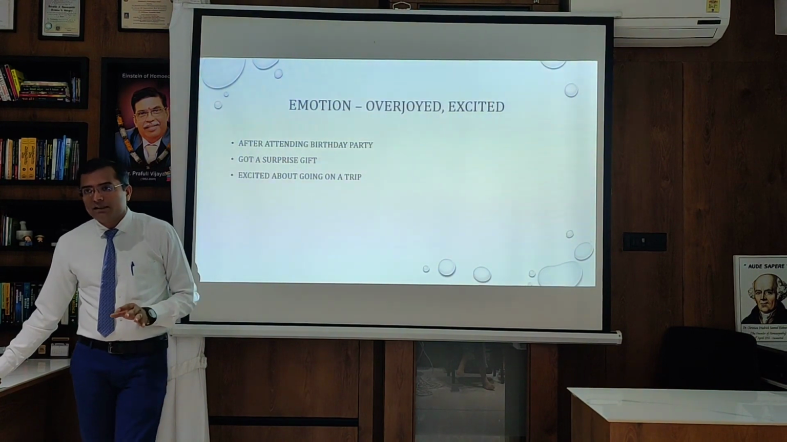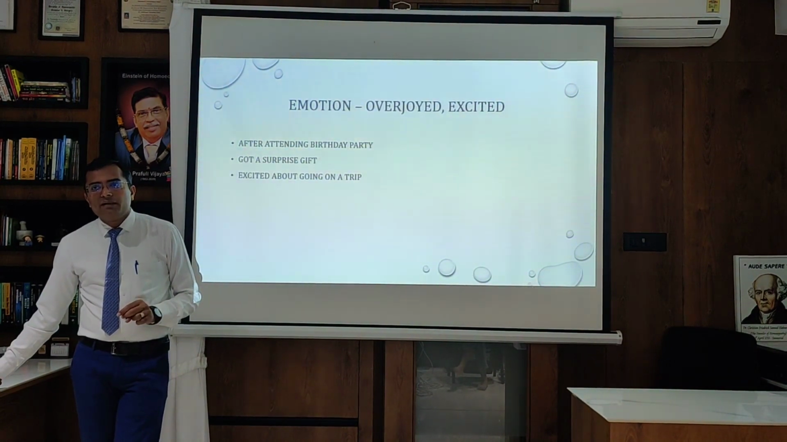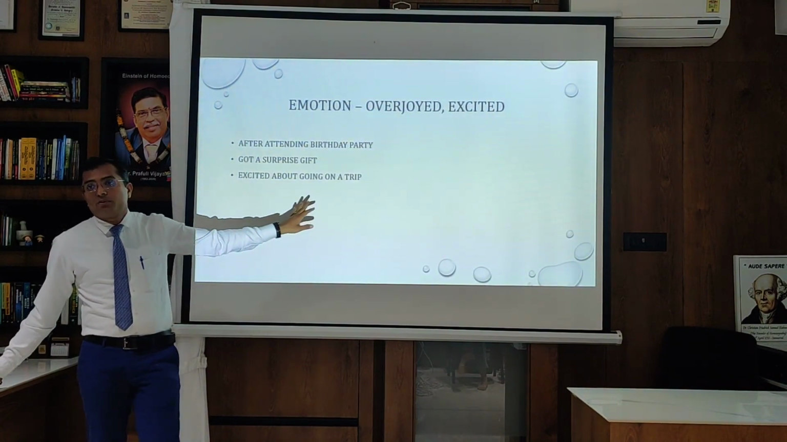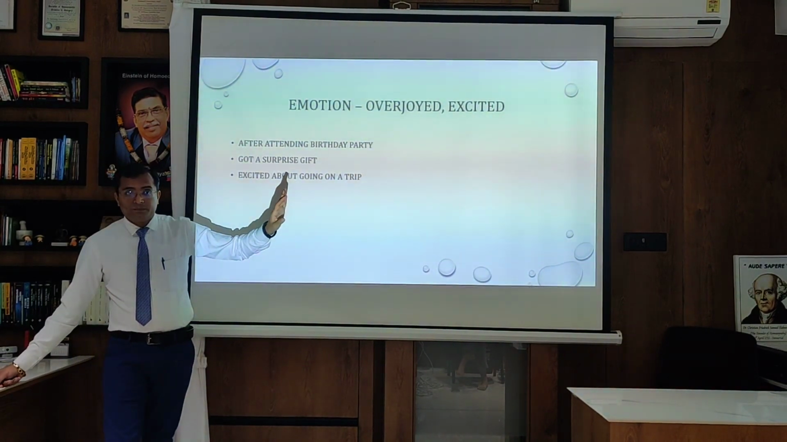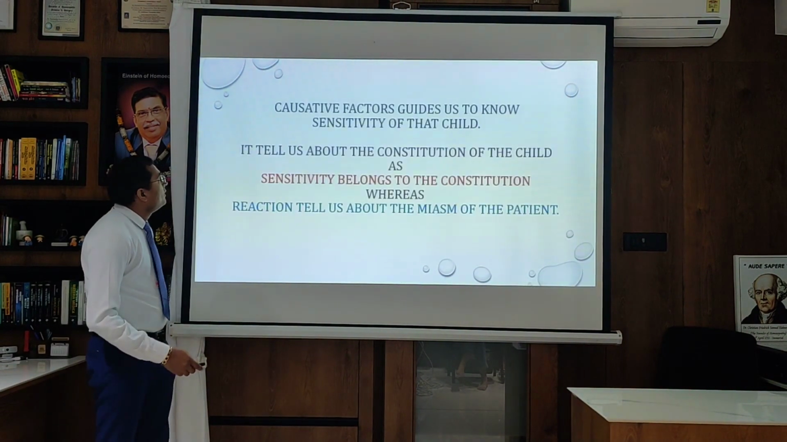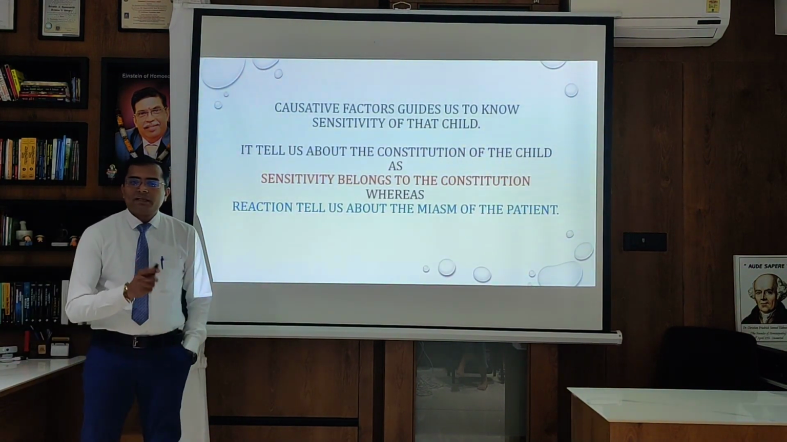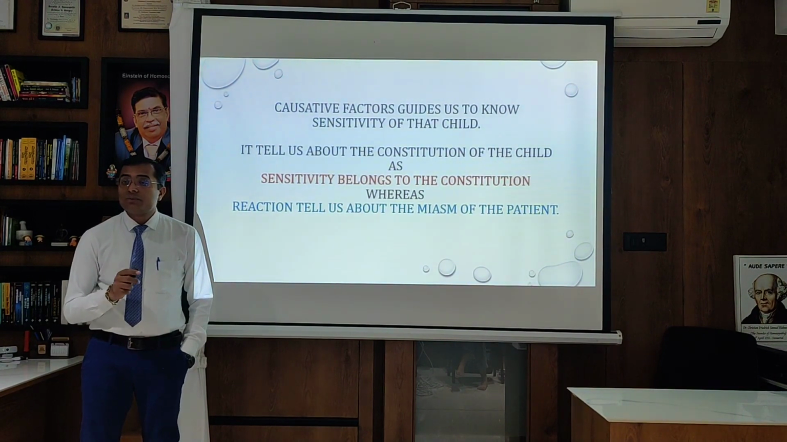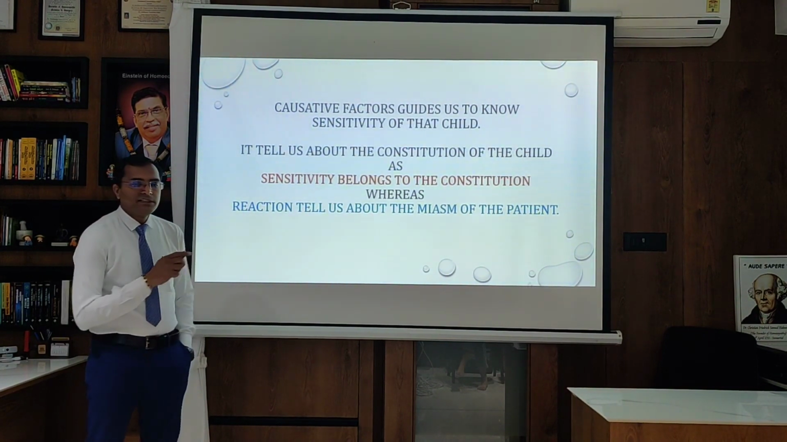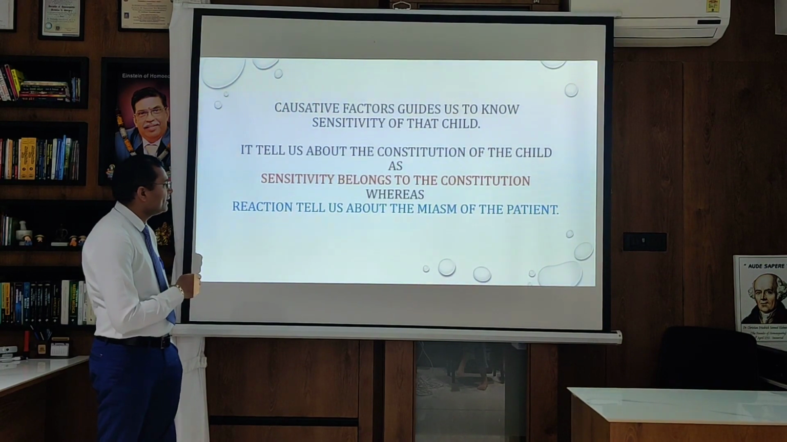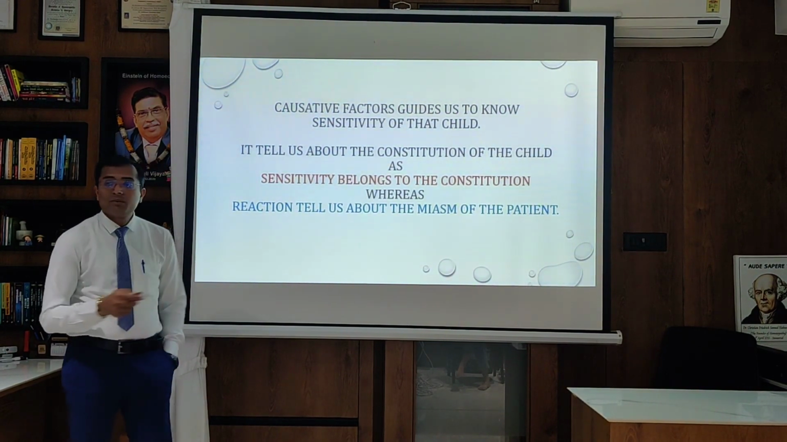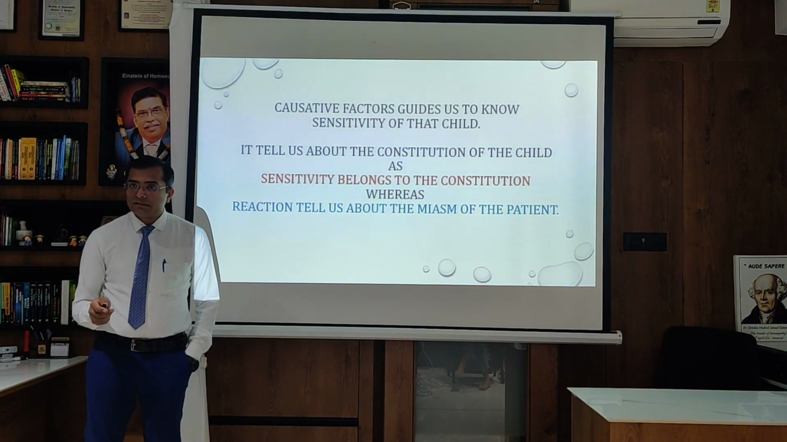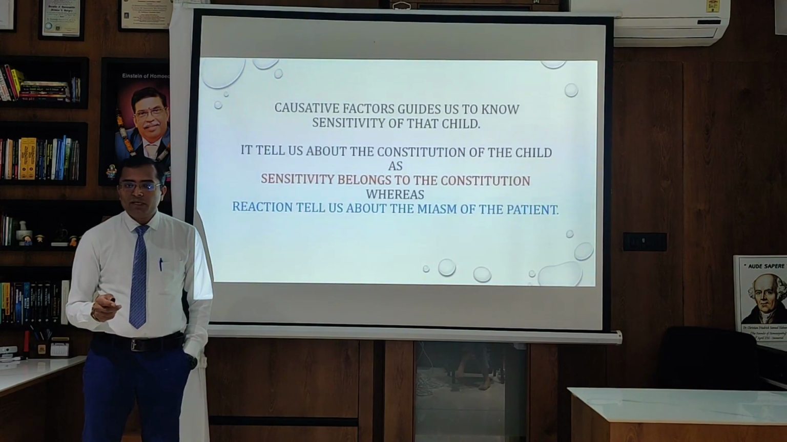So ailment from overjoyed: Opium, Aconite. These are the remedies that come in sudden fever. Aconite, ailment from overjoy, sudden fever, Opium. Okay. So the causative factor guides us to know the sensitivity of that child. It tells us about the constitution of the child, as sensitivity belongs to constitution, whereas reaction tells us about the miasm of the patient.